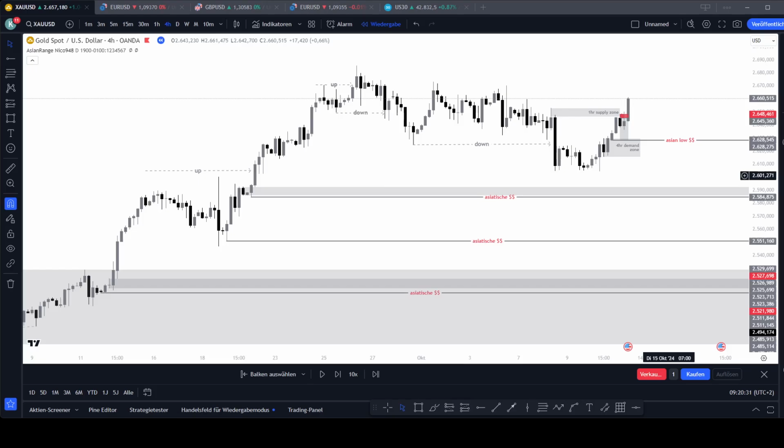Guys, I'll be taking you on a trade breakdown. This was a gold USD trade. It was taken on the 5 minute time frame, but actually the trade was a loss.